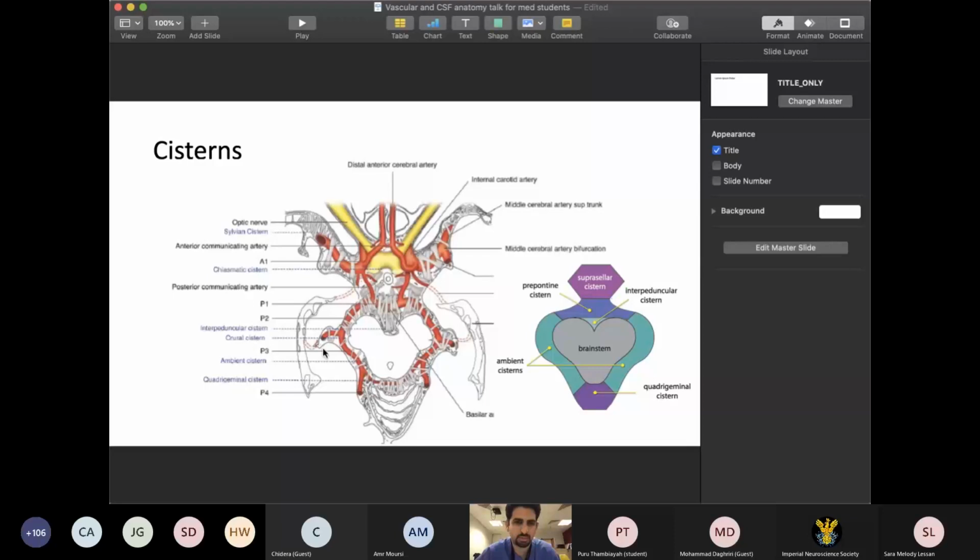So crura is from knee, it connects the prepontine or the interpeduncular cistern round to the ambient cistern, which then connects at the back to the quadrigeminal cistern. Again, this is where you're going to find your SCAs. This is where you're going to find your quadrigeminal segment of the posterior cerebral artery, which you can see coming around here.